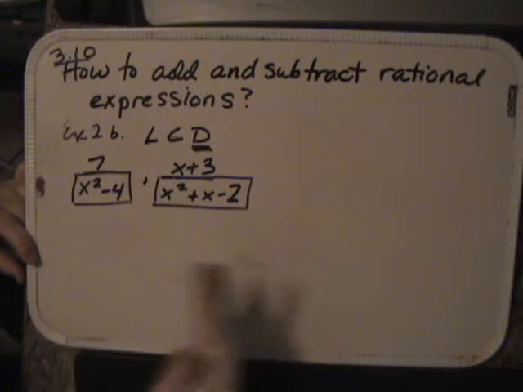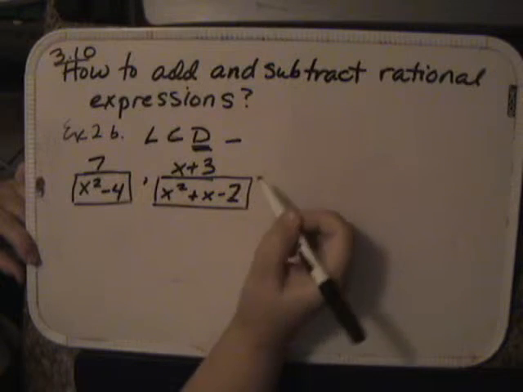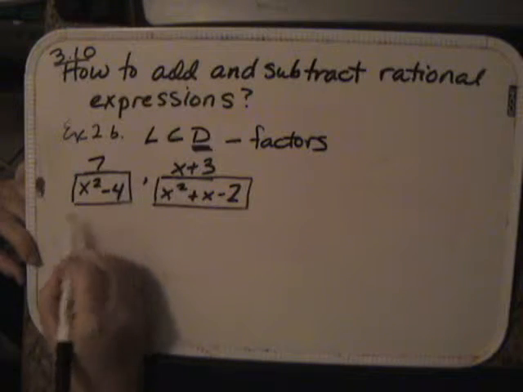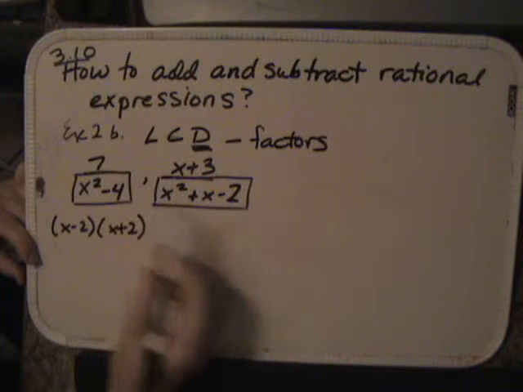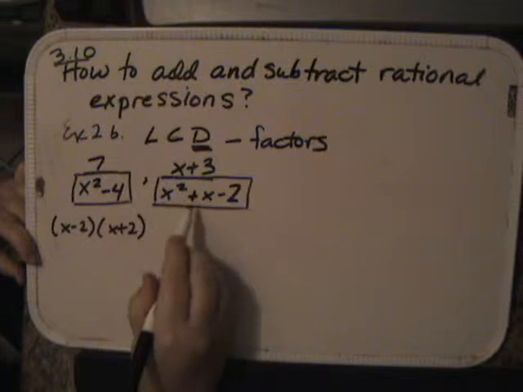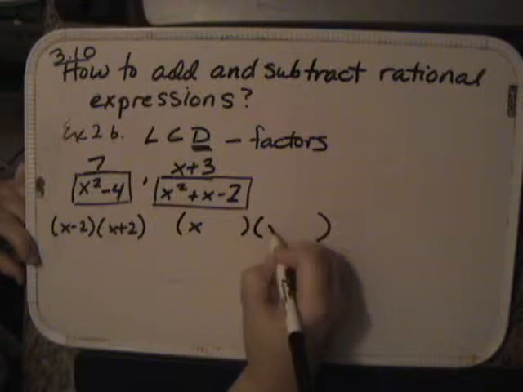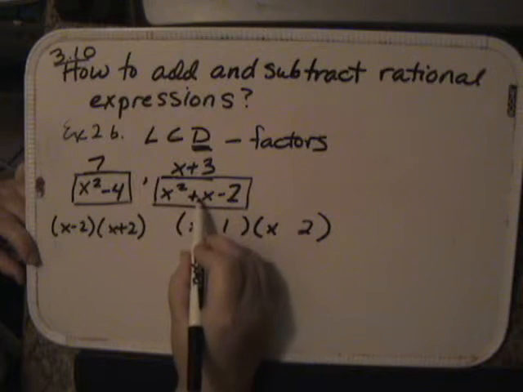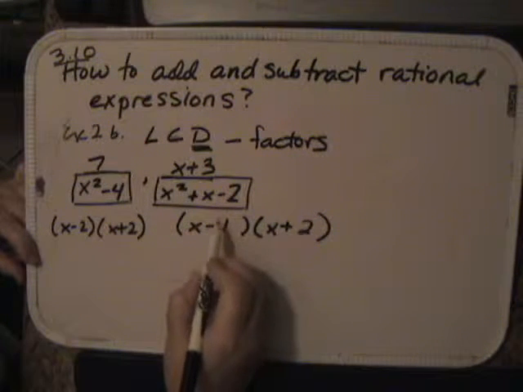Now, in order to find the least common denominator, remember finding the LCD involves finding the factors. So we have to factor these. X squared minus 4 is x minus 2 times x plus 2, and I factored that exactly the way we would have done in chapter 2. Now for x squared plus x minus 2, I have x, and then 2 times 1 is 2. This is a positive 1, so that tells me it's a plus 2 and a minus 1, because positive 2 minus 1 equals 1.